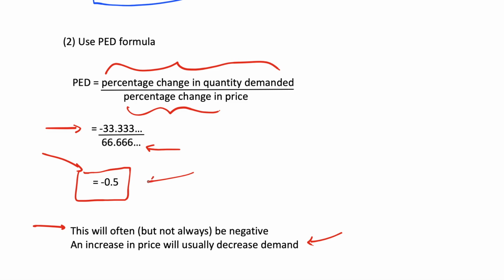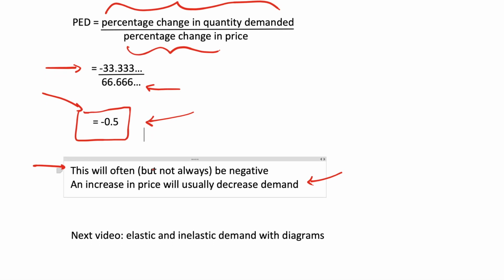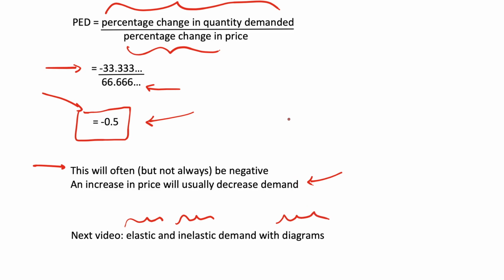Now, this number doesn't seem to mean a lot to us right now, but from this we can actually deduce quite a bit about the demand for the good. And we'll cover that in the next video, where we discuss what we mean by elastic and inelastic demand, as well as unitary elastic demand. And we can then also draw on a diagram what this will look like.